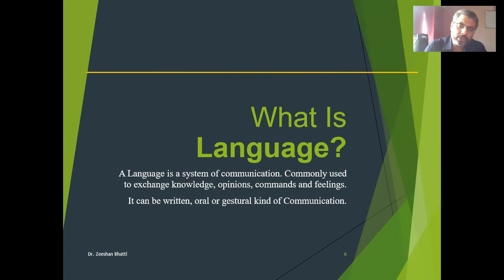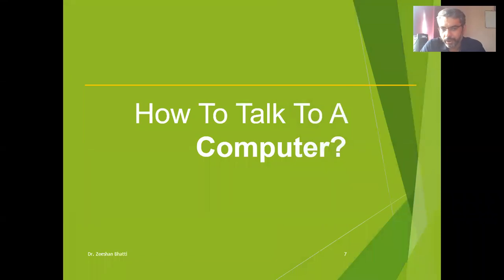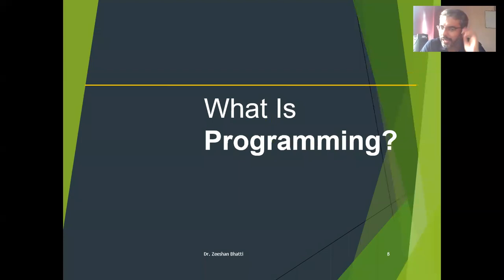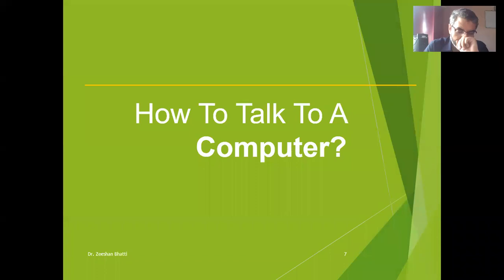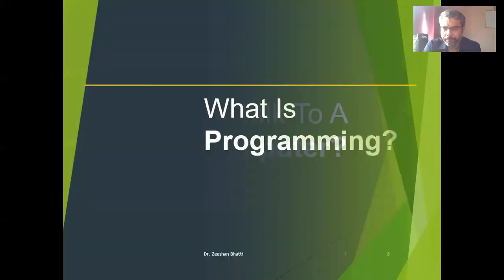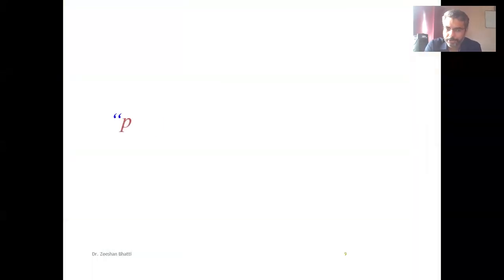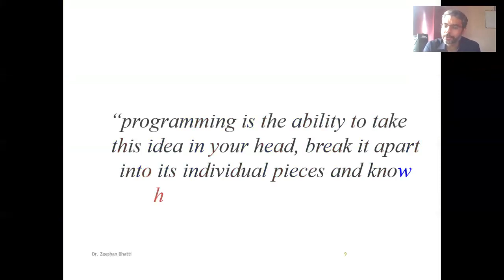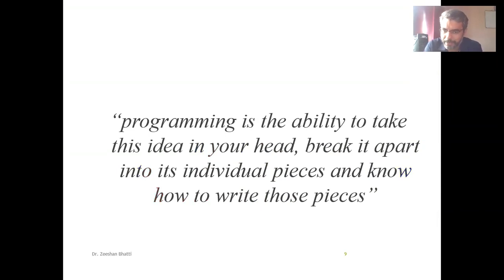The problem is, this is the definition we use when we communicate with each other in human form. How do we talk to computers? What programming language is required to talk to computers? We all know that in order to communicate with the computer, we need some form of language, technically referred to as computer language or programming language. Now, what is programming? Programming is the ability to take the idea in your head, break it into individual pieces, and know how to write those pieces. That is, generating an idea in your head, breaking it into small units, and writing those units in a particular format.